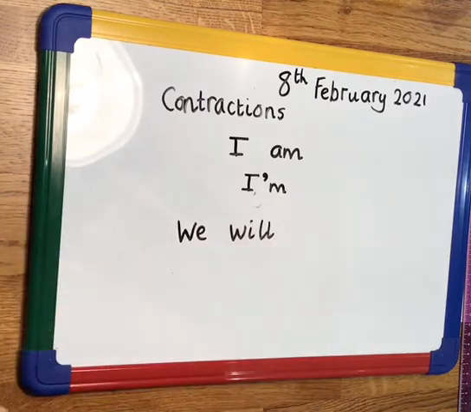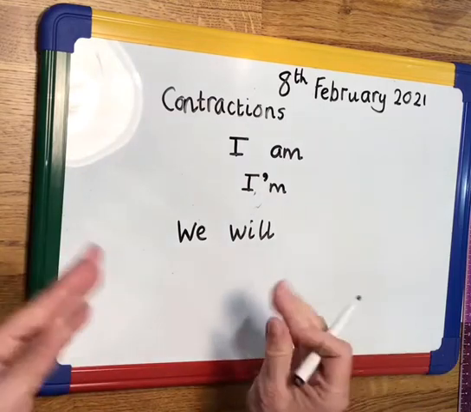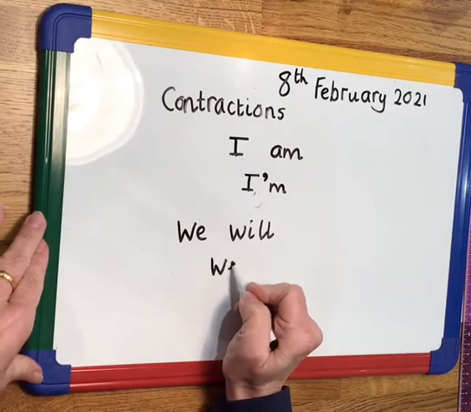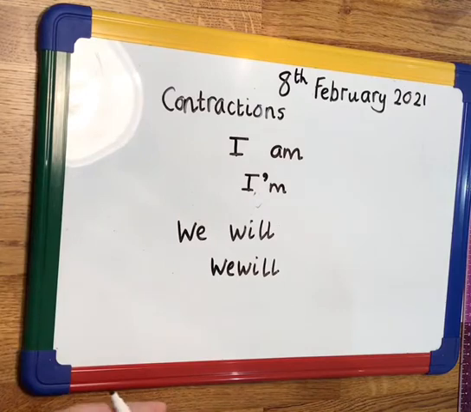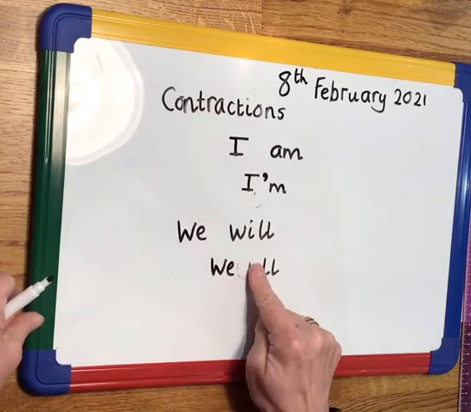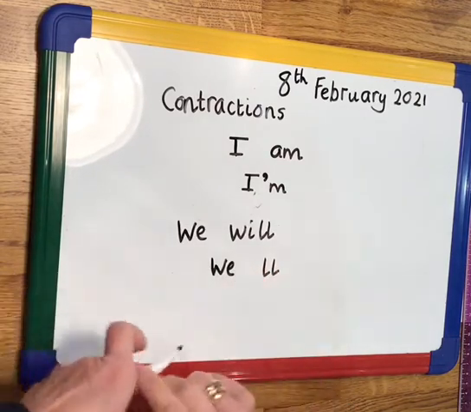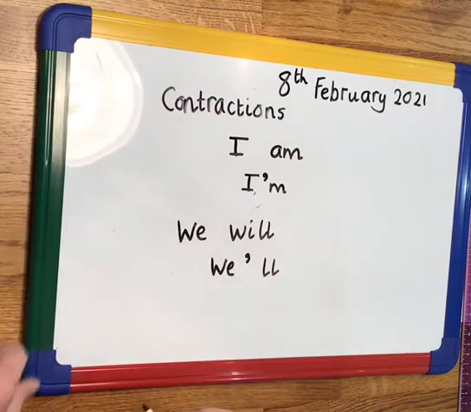Let's look at we will. We don't often say we will do this. We usually go we'll do it. So how do I turn we will into we'll? Let's push them together. Okay, let's get rid of the W and the I, replace them with an apostrophe. And there we have we'll.